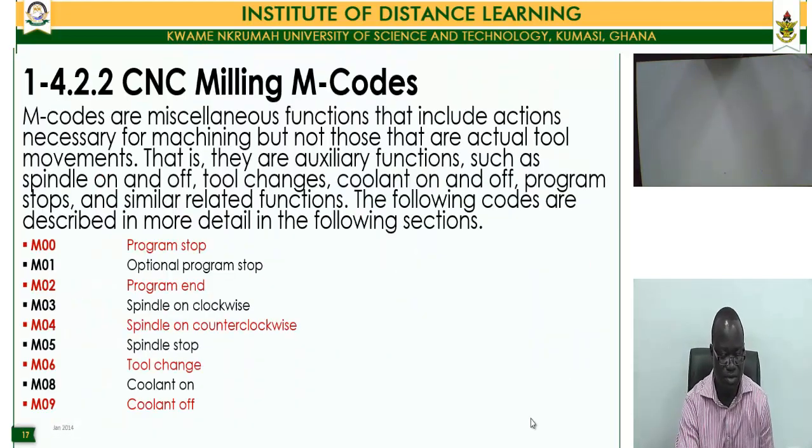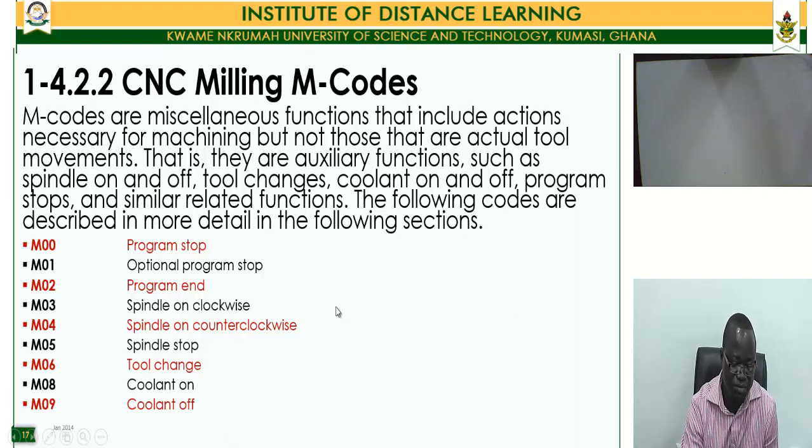CNC milling codes, that is the M codes. We have M00 as program stop, M01 optional program stop, M02 program end, M03 spindle on clockwise, M04 spindle on counterclockwise, M05 is spindle stop, M06 is tool change, M08 is coolant on, and then we have coolant off, which is the M09.